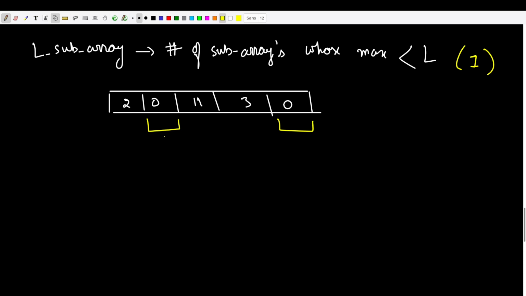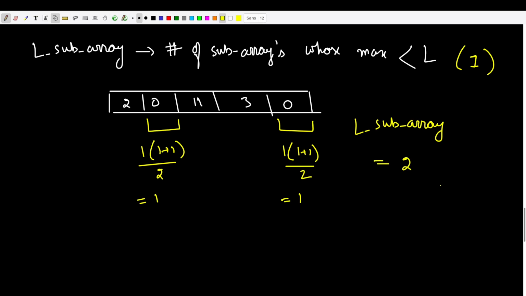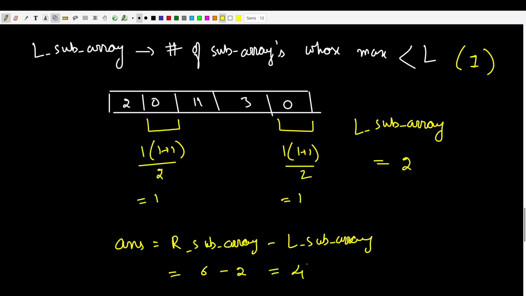Since it contains only one element, the number of subarrays would be n into n plus 1 by 2, so the value is 1. Similarly here also n into n plus 1 by 2, so the value is 1. So the value of L subarray will be equal to 2. What will be our answer? Answer is equal to R subarray minus L subarray. R subarray was 6 and this is minus 2, which is equal to 4. So 4 is what we are going to return.